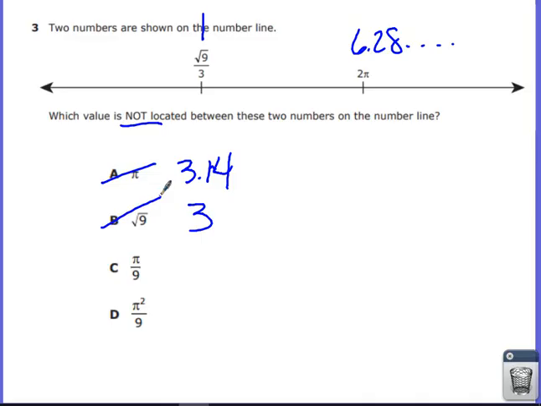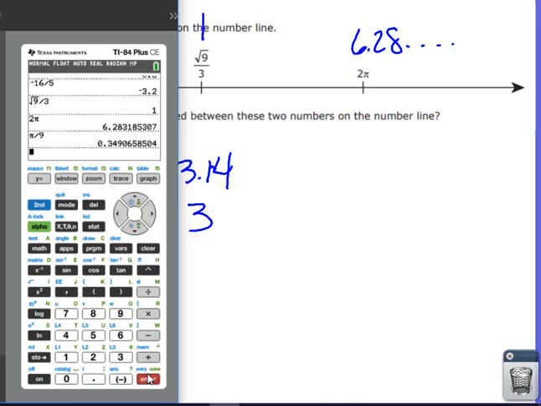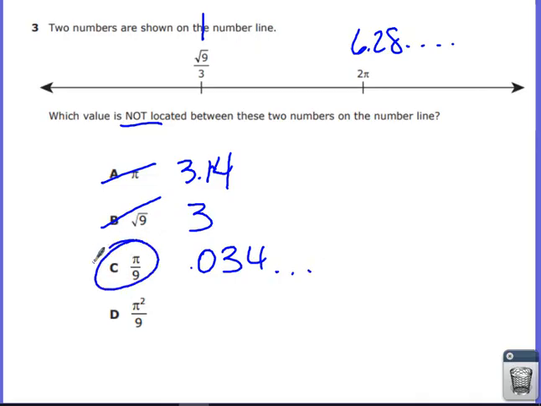Now we've got pi divided by 9, and then pi squared divided by 9. So we bring out our calculator, and we do second pi divided by 9. Enter, and we find out that this one is 0.034, something like that. So it's 0.0. Is that in between 1 and 6? No, it's not. So this is actually our correct answer.